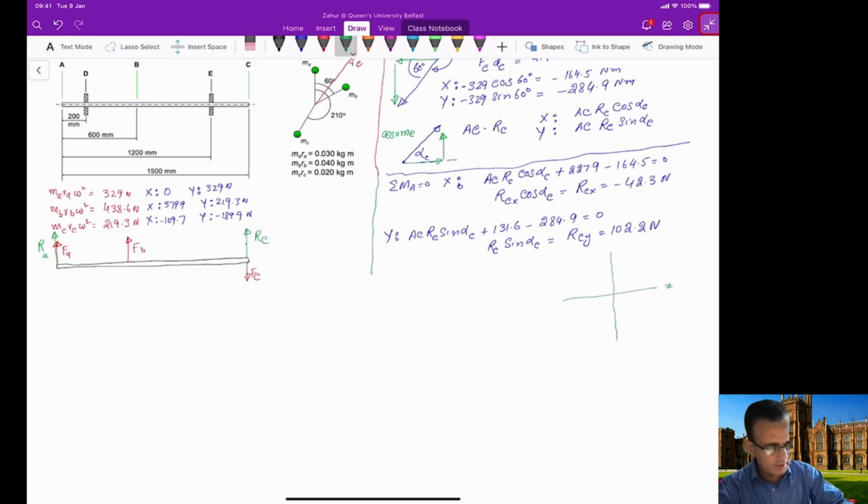So this is our coordinate system x and y. But you can see here that in this case RCX is negative, so this means that you are going in the negative x direction, which is minus 42.3 in the negative x direction, and then you are going 102.2 in the positive y direction. So you are coming here and then you are going here. So this value is 102.2.